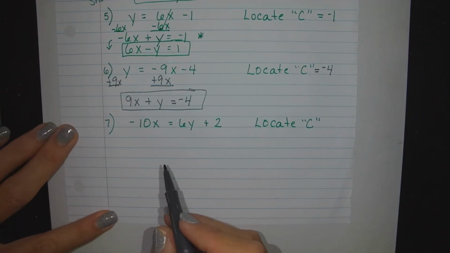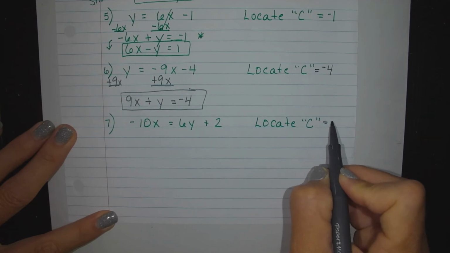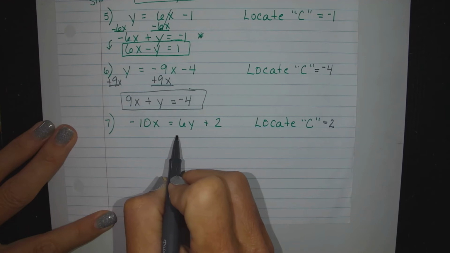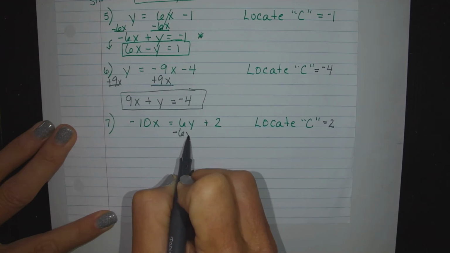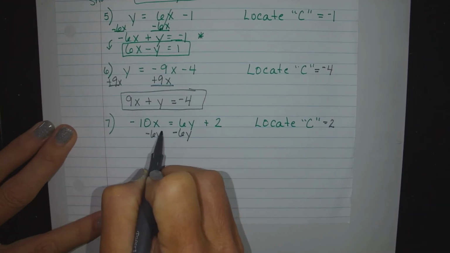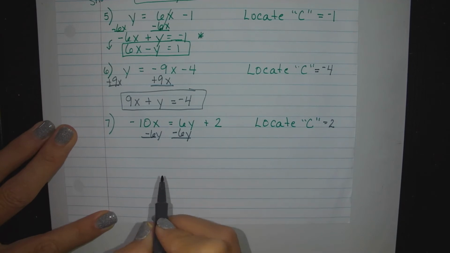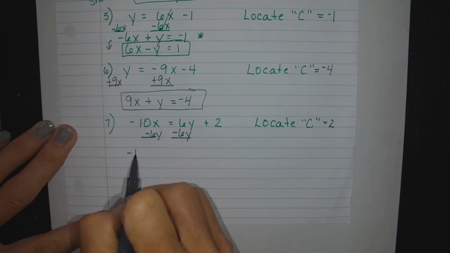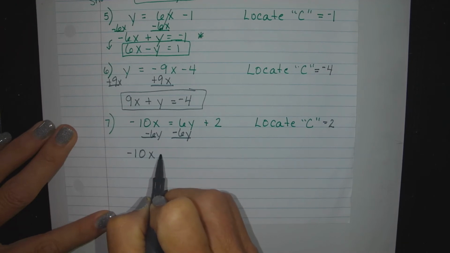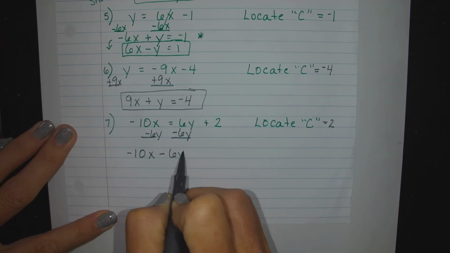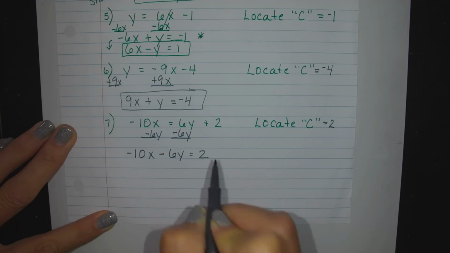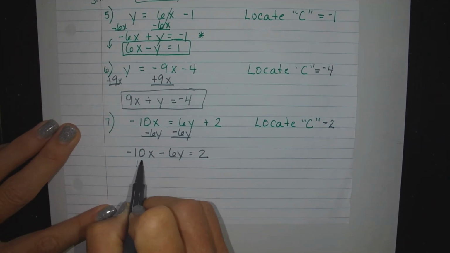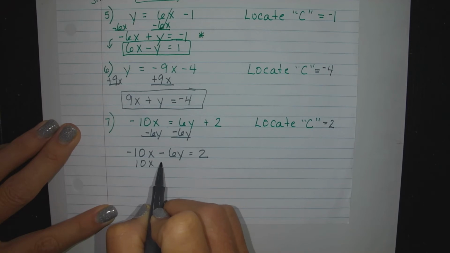All right, let's go. Number 7. What's C? C is positive 2. So what do I need to move? You've got to get rid of the negative 6y. Right, and you make it very good. And then you do the easy way. Well, let's write. What do we have left? -10x minus 6y, or plus a negative.